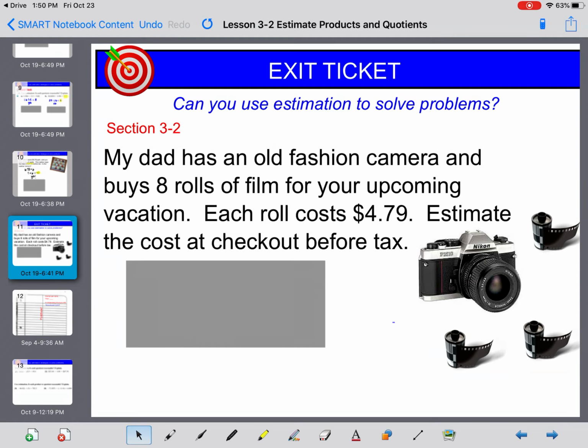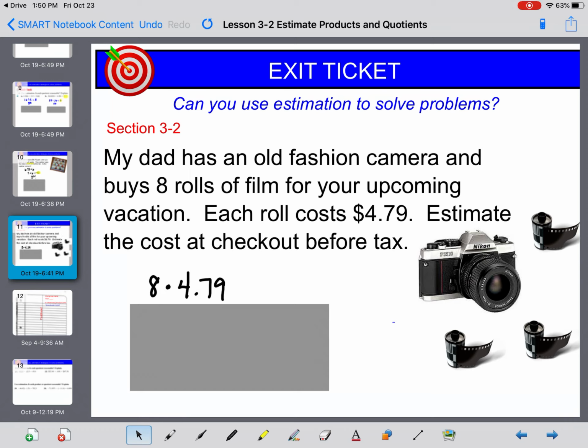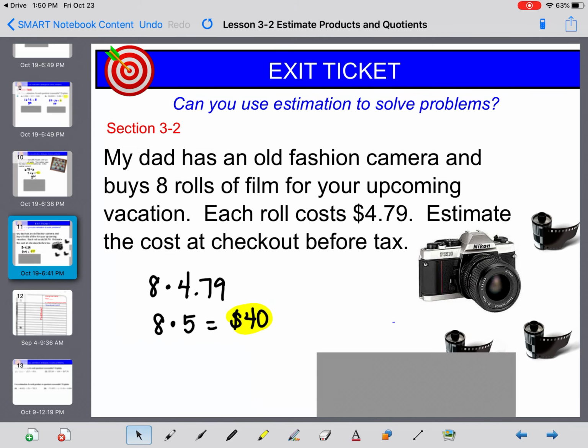My dad has an old-fashioned camera and buys 8 rolls of film for your upcoming vacation. Each roll costs $4.79. Estimate the cost at checkout before tax. Well, if each roll is $4.79, I need to take 8 times $4.79. That is not easy to do in my head, so I use 8 times 5 and get $40 as my estimate. So $40 is what I would expect to pay.